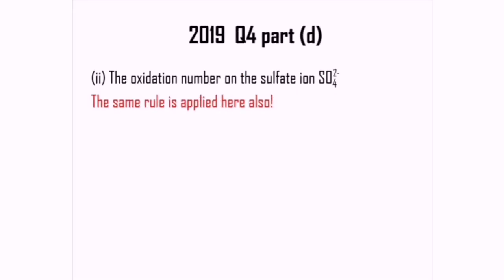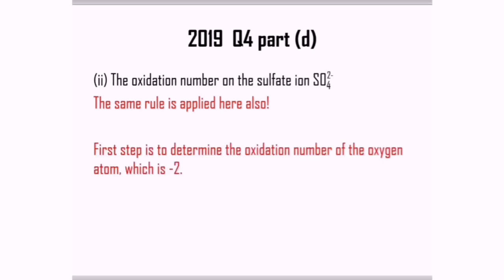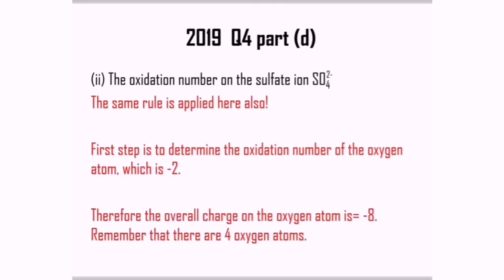So we're going to move on to the much more difficult one, which is the polyatomic ion we have here, the sulfate ion. So the same rule is applied here also. So the first step is to determine the oxidation number of the oxygen atom, which we know is -2. And don't be afraid to observe the question, don't be afraid to actually note your observations. If you follow the right steps, you should get the answer correct.